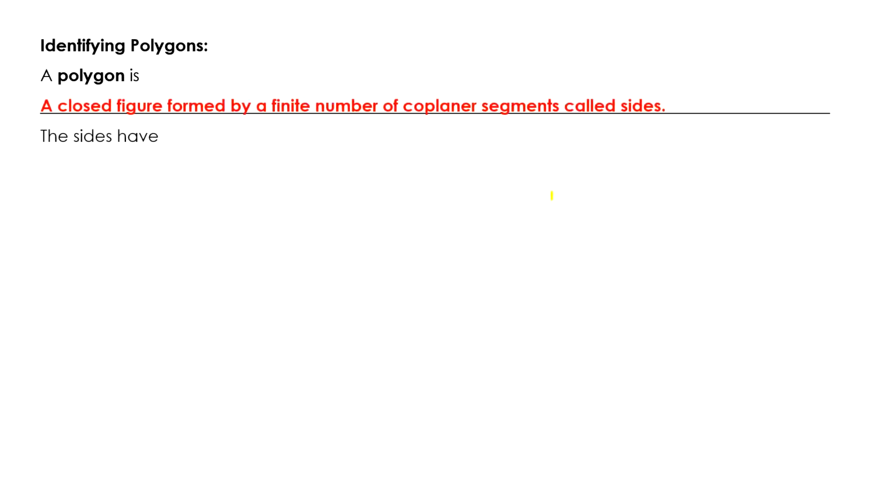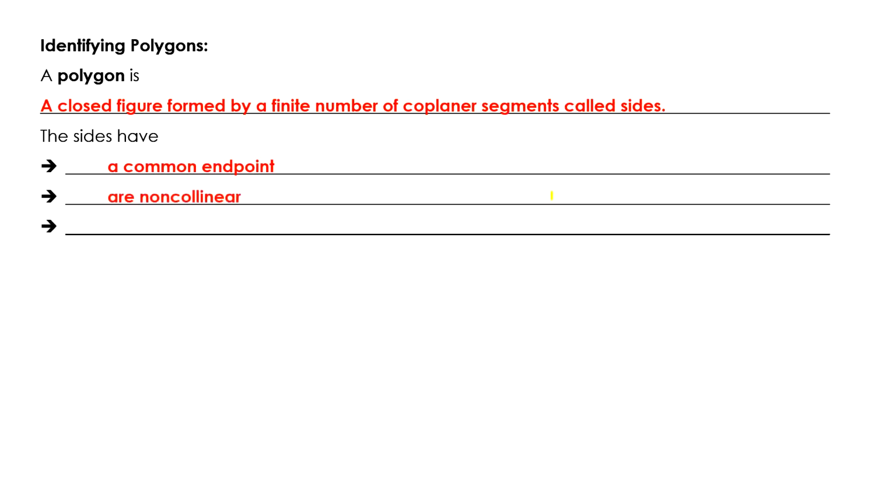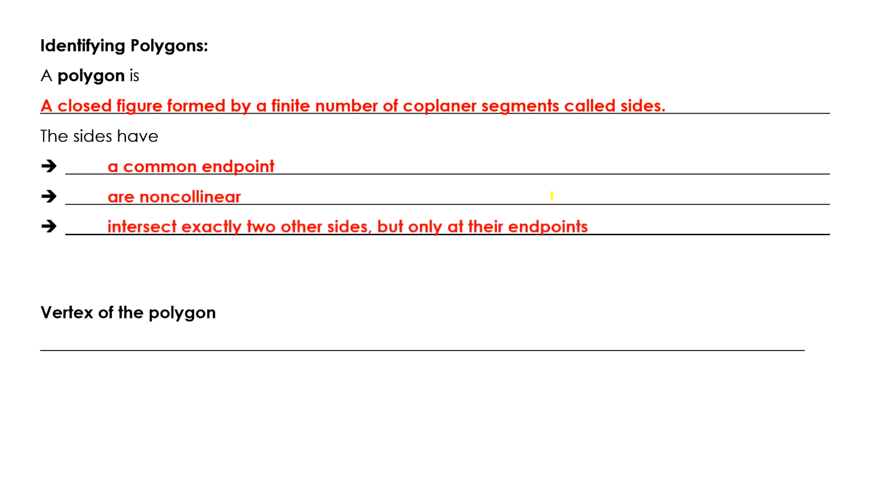The official name: it's a closed figure formed by a finite number of coplanar segments called sides. So, the technical definition of a polygon. The sides have a common endpoint. They're all non-collinear, and they intersect exactly two other sides, but only at their endpoints. In general, polygons are classified by their number of sides.